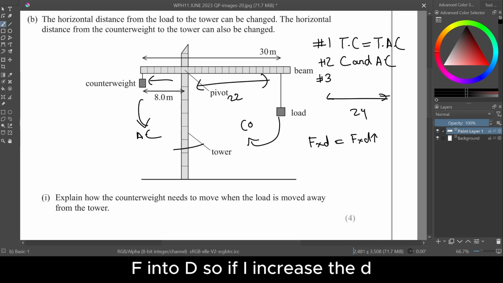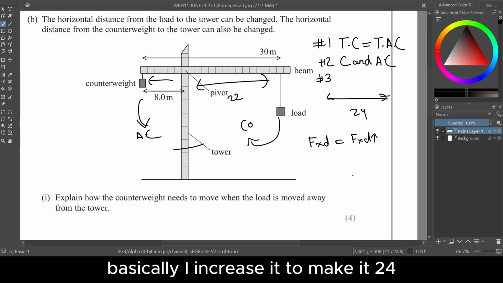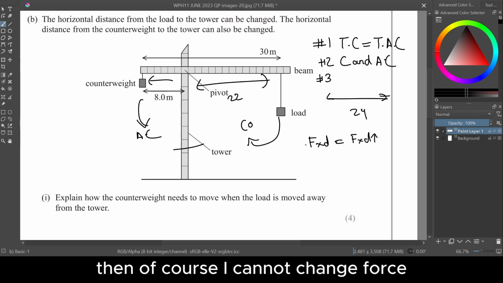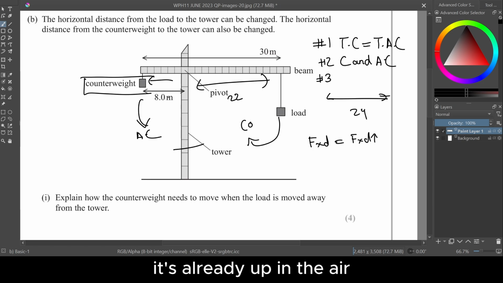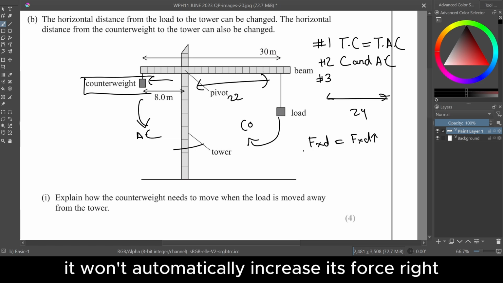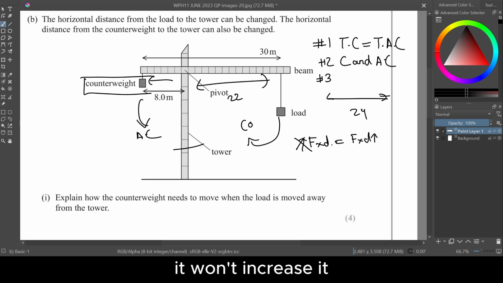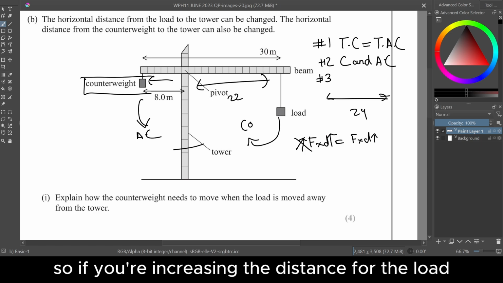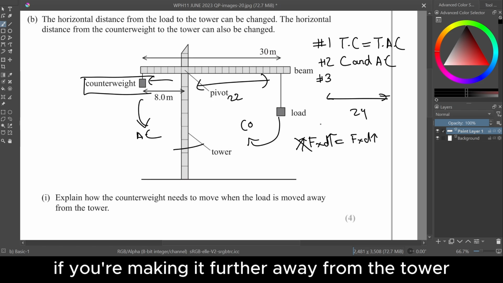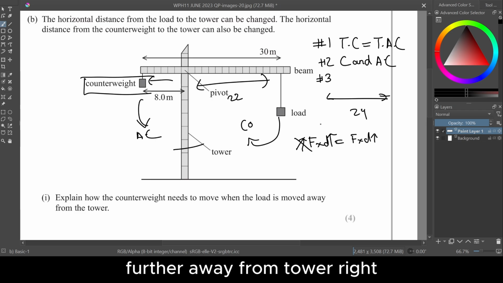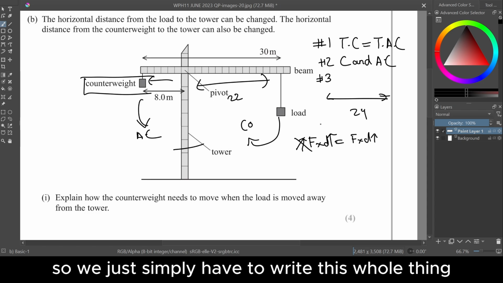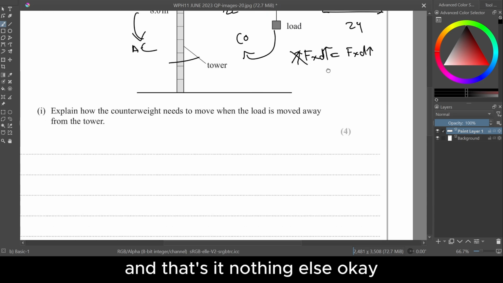So if I increase the D to make it 24, of course I cannot change the counterweight's force. It's already up in the air. It won't automatically increase its force, so you have to increase its distance as well. If you're making the load further away from the tower, then you have to also make the counterweight further away from the tower. So we simply have to write this whole thing and that's it, nothing else.